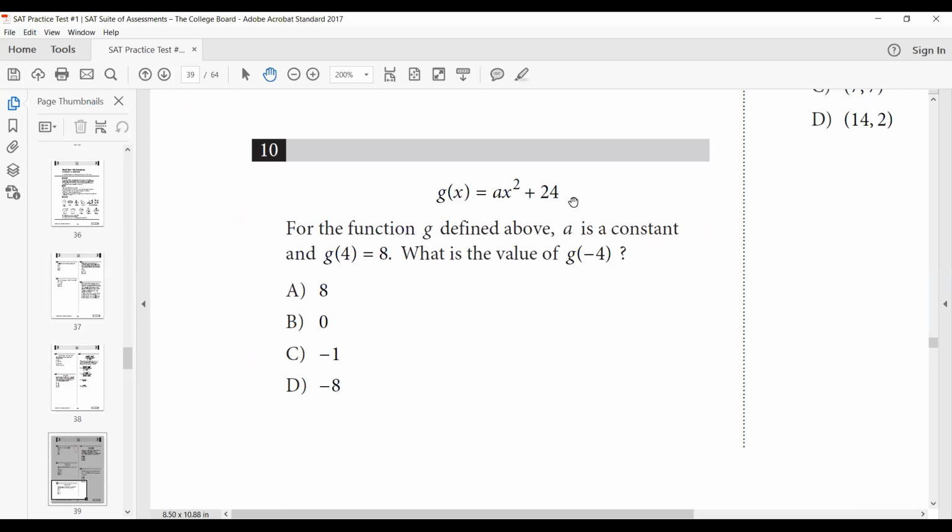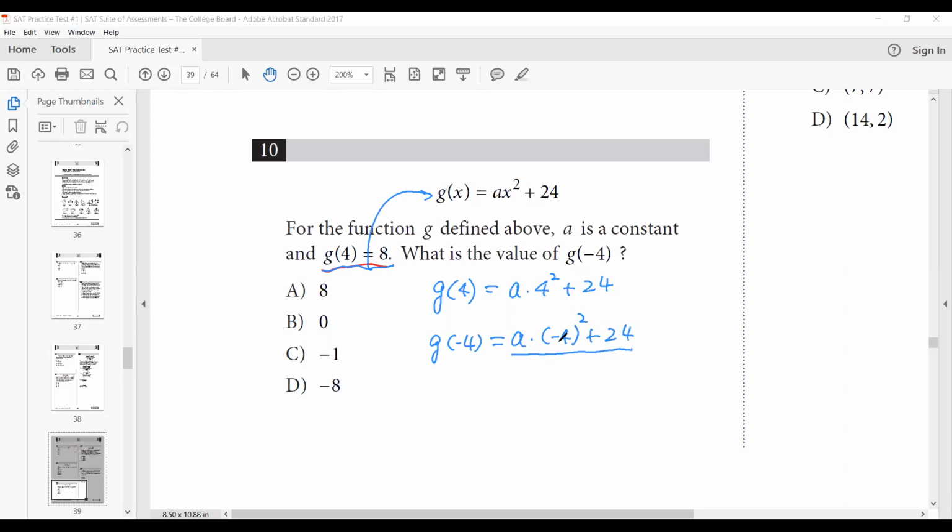g(x) equals ax squared plus 24. For the function g defined above, a is a constant. When x equals 4, g(4) equals 8. What is the value of g(-4)? Firstly, g(4) equals 8 times 4 squared plus 24. Let's see what g(-4) is: 8 times negative 4 squared plus 24.